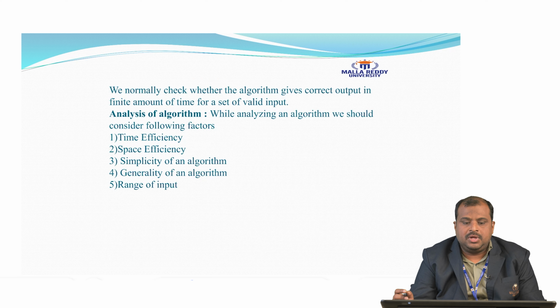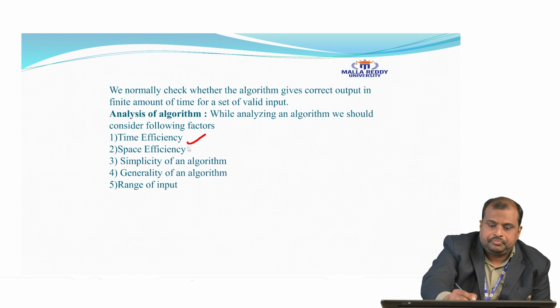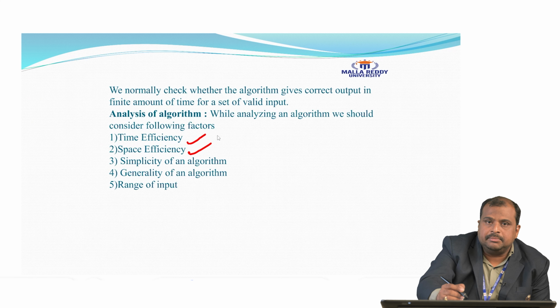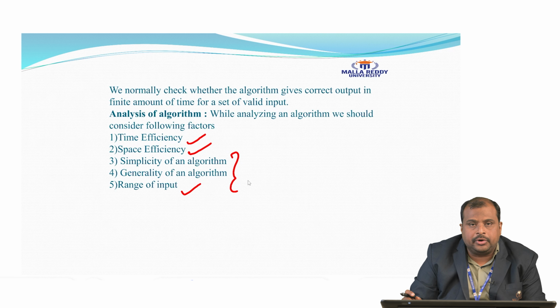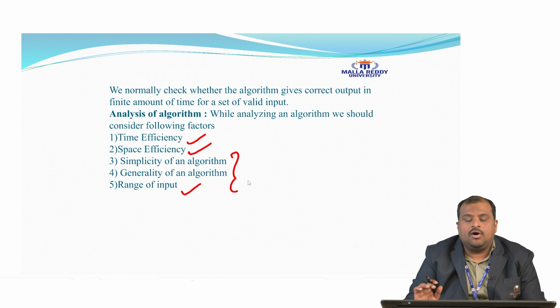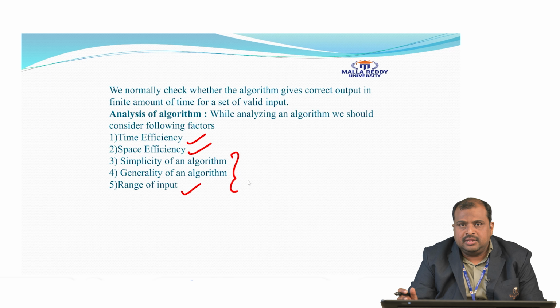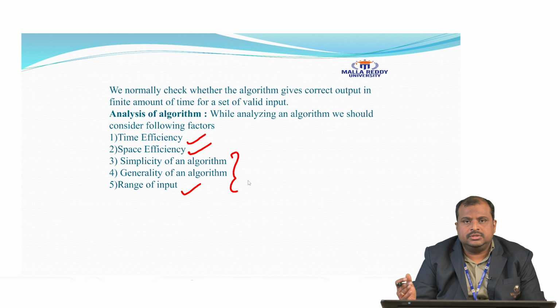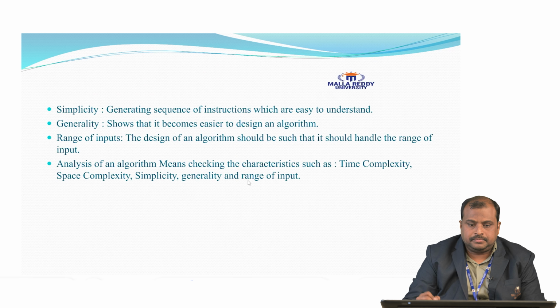Analysis of an algorithm: how can an algorithm be analyzed, and what parameters are required? The first is time efficiency, then space efficiency, the simplicity of the algorithm, the instructions, and what type of input is produced. These are required for analyzing an algorithm. These are the reasons why an algorithm completes within a finite amount of time or runs late, and we are going to discuss them.